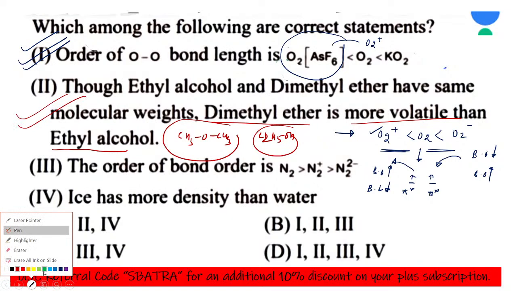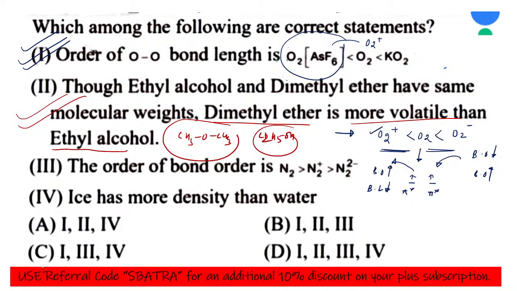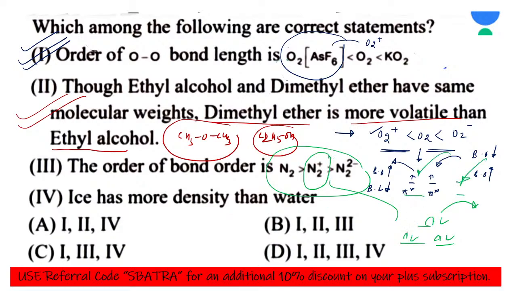Now let's take the next option, that is the third. The third option is the order of bond order. Definitely this is the correct bond order. Why? Because this is how we fill electrons in N2. Now if I take an electron from N2, that means I am taking an electron from a bonding molecular orbital, so the order will be reduced by 0.5. Then in this case we are adding two electrons, that means we are reducing the bond order. So definitely this is the correct bond order.